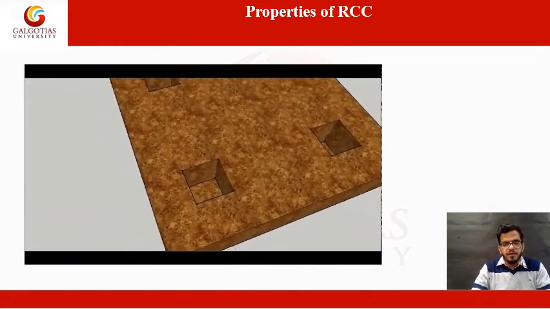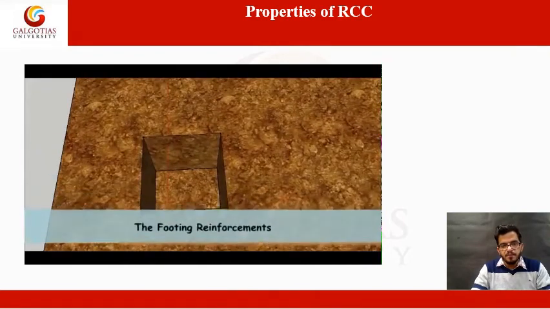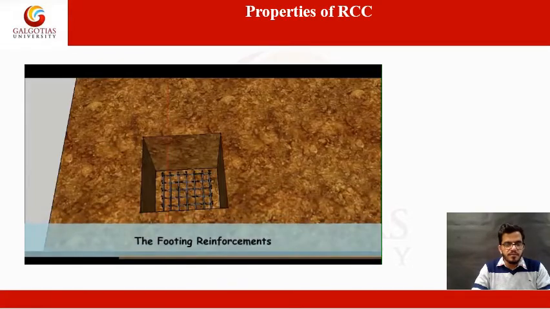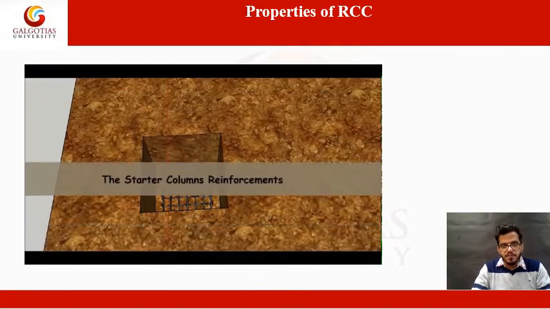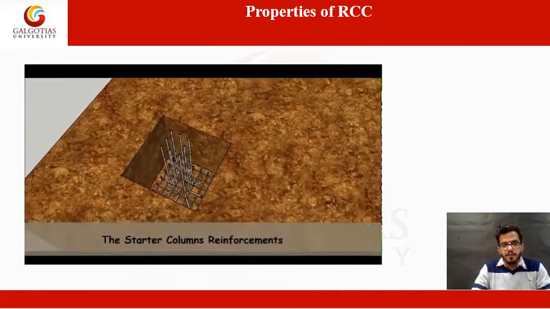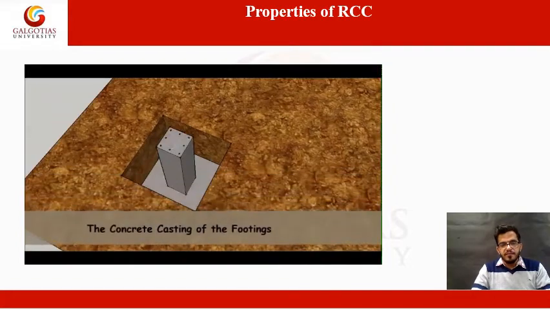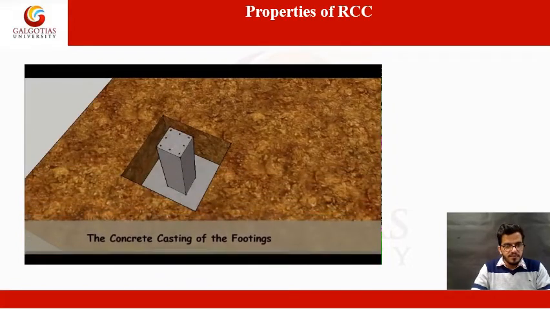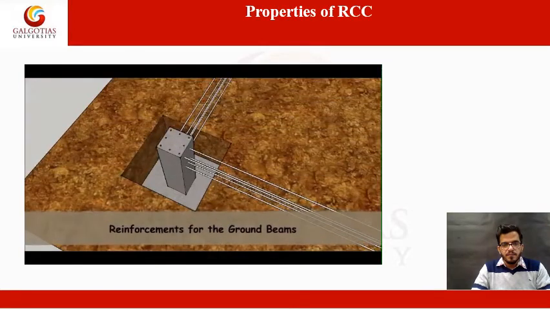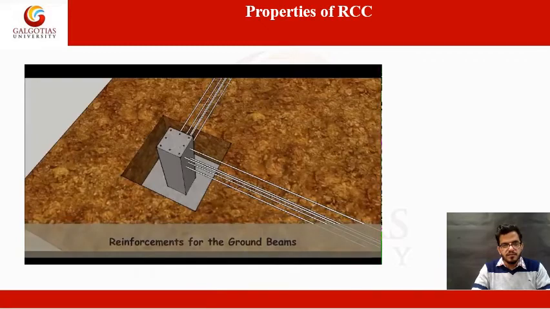Firstly, the footing reinforcement is done as per the requirement of the load. The column reinforcement is done as per the calculation of the number of steel bars. The concrete casting is done at the footings. Finally, the reinforcement for the ground beams begins. Then the concrete casting of the ground beams. So this structure is done.